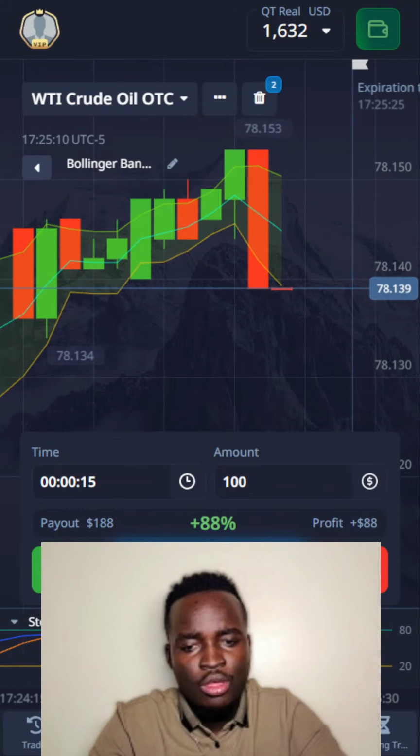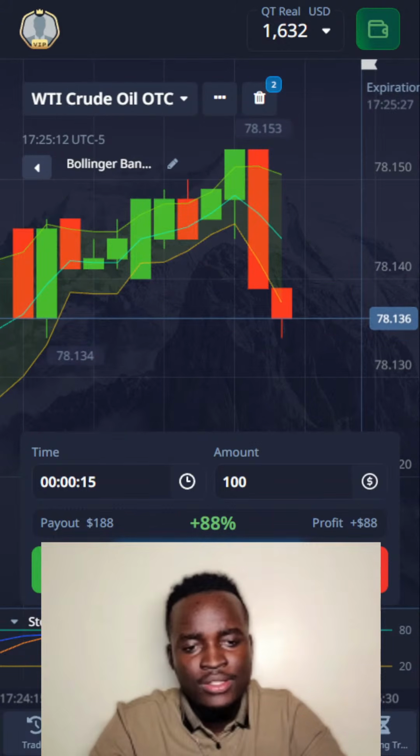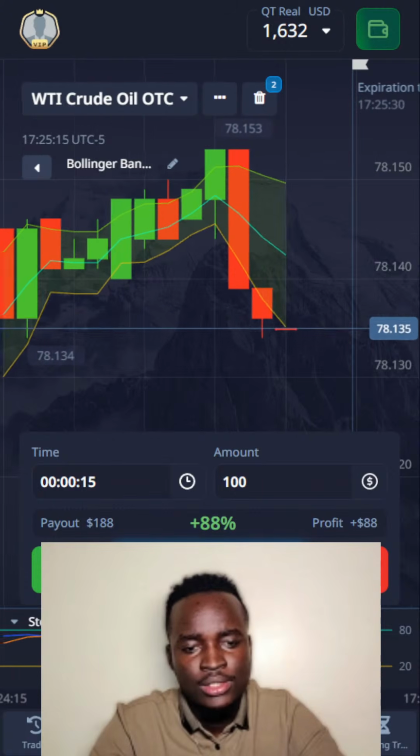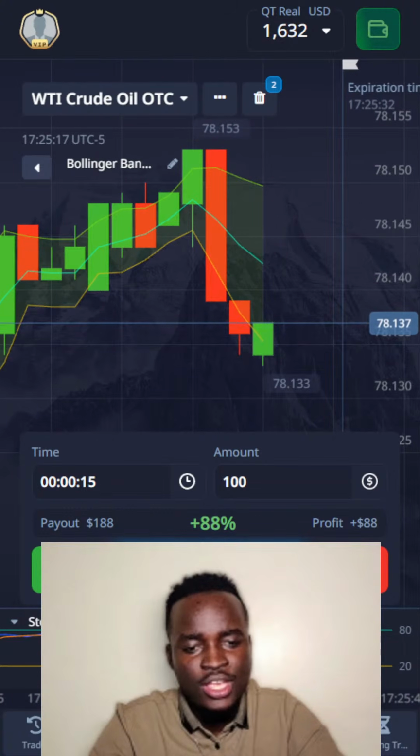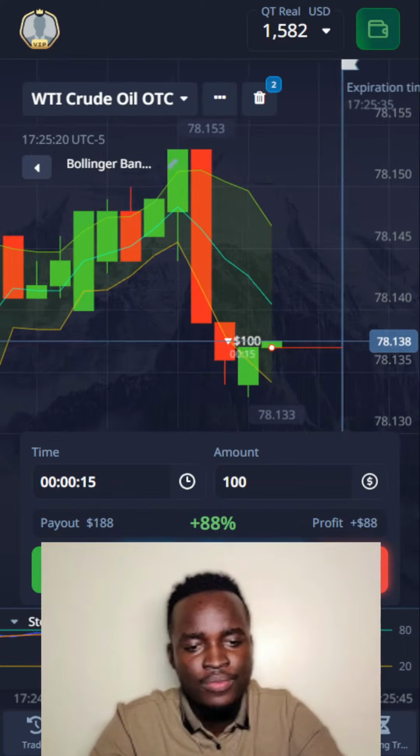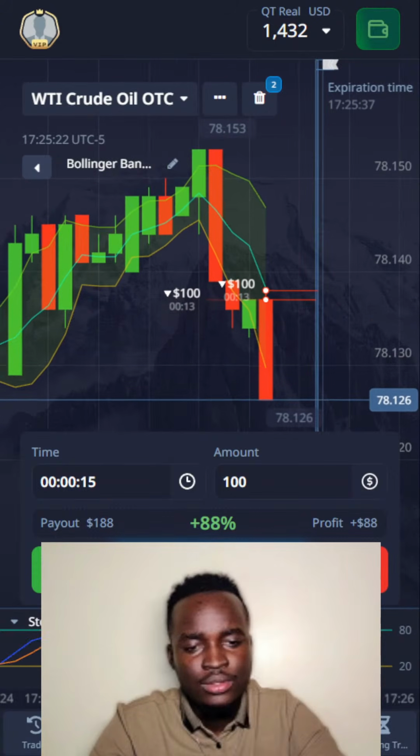Okay, that's a good structure there. The bands are touching both. Okay, that's one. Let's wait for a second confirmation here. A third confirmation, sorry. Wow, that's a nice one. Double short.